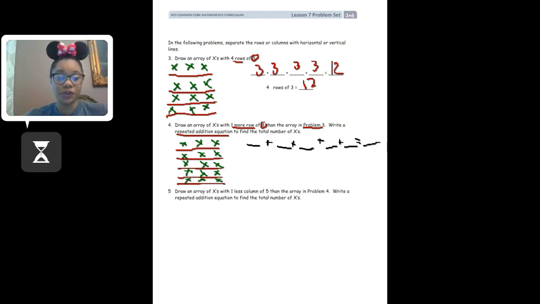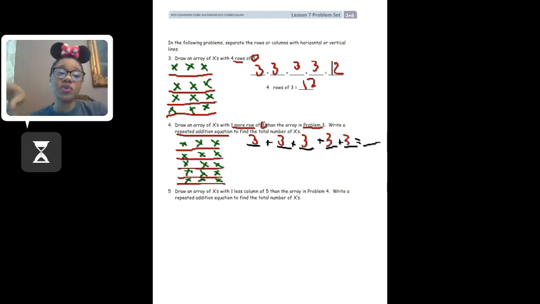So how many is in the first row? How many x's? There's 3. So I'm going to put 3 here, and then there's 3 in my second row, 3 in my third row, 3 in my fourth row, and then there's 3 x's in my fifth row. And now I have to add all these x's up.